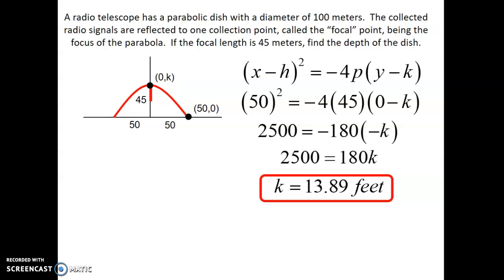Make sure you draw a good picture because that is, again, part of the standard. And then solve for the missing variable.